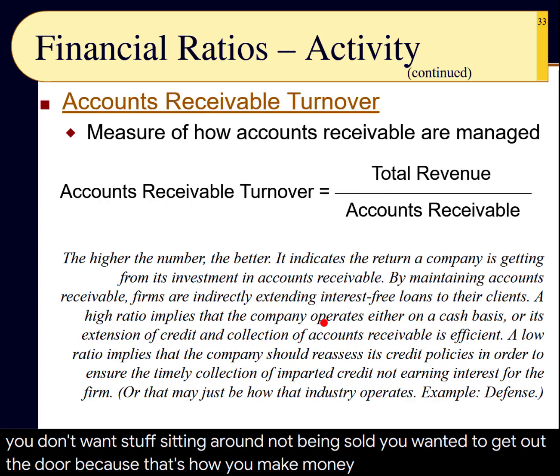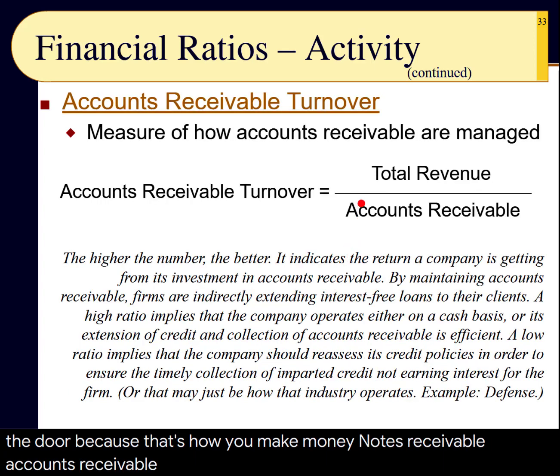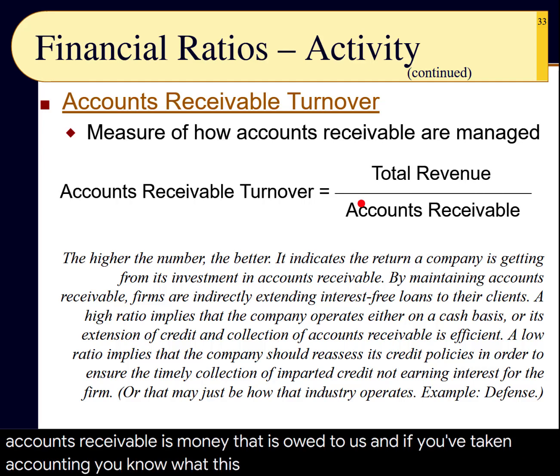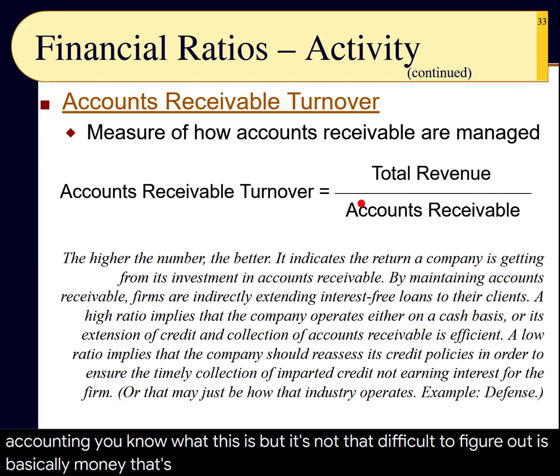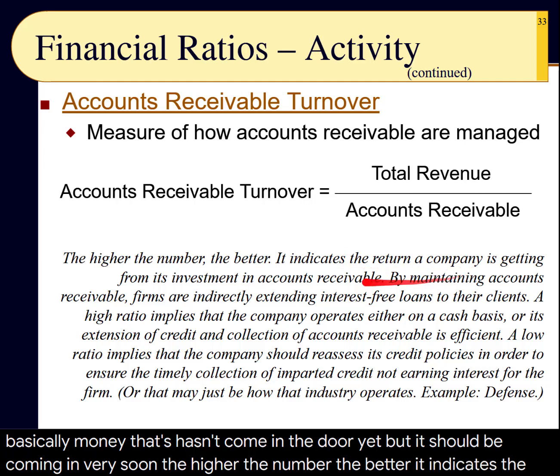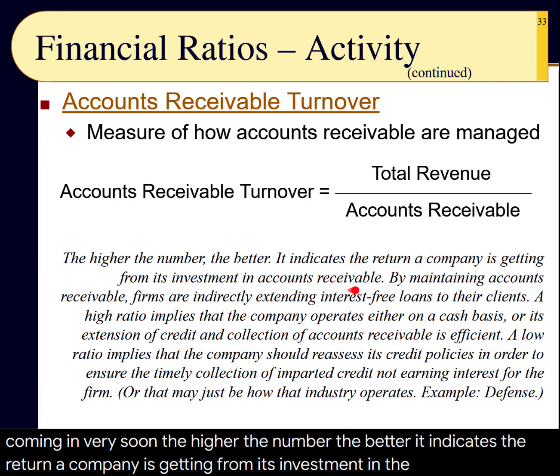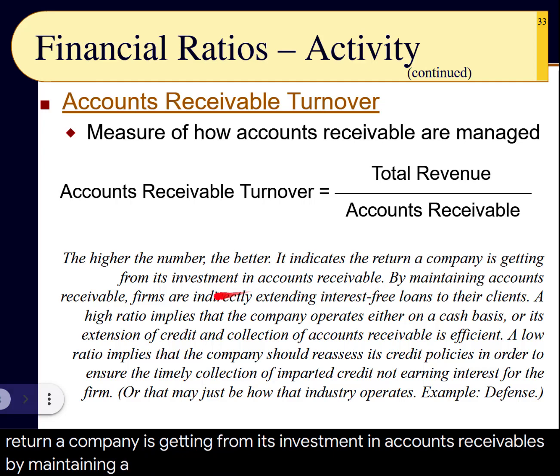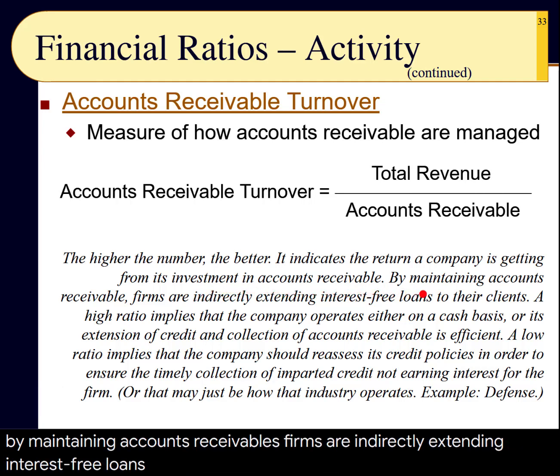And so let's take a look at the first, accounts receivable. Accounts receivable is money that is owed to us. And if you've taken accounting, you know what this is. But it's not that difficult to figure out. It's basically money that hasn't come in the door yet, but it should be coming in very soon. The higher the number, the better. It indicates the return a company is getting from its investment in accounts receivables. By maintaining accounts receivables, firms are indirectly extending interest-free loans to their clients.